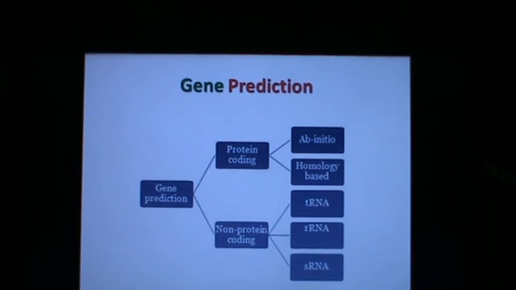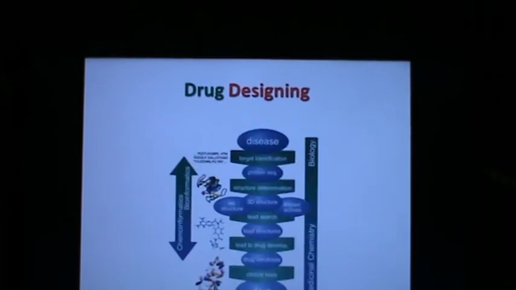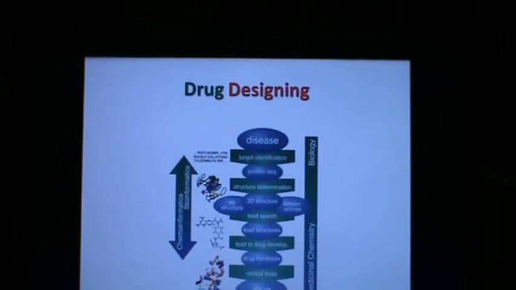We can predict the gene with different types of tools of bioinformatics. Gene prediction is again divided into two types, the protein coding and non-protein coding. So homology-based gene prediction is very important. In the non-protein coding, the tRNA, rRNA and sRNA we can include in the prediction of the genes in the whole sequence.